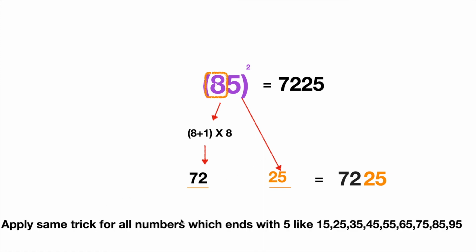Apply the same trick for all numbers which end with 5, like 15, 25, 35, 45, 55, 65, 75, 85, and lastly 95.